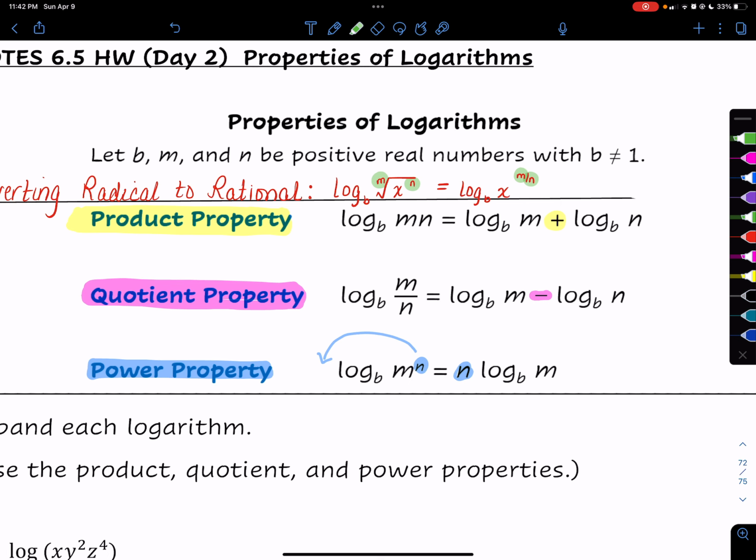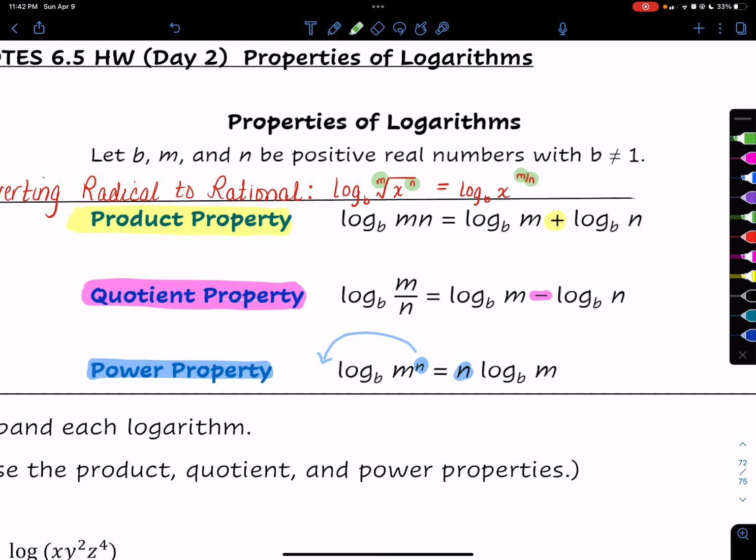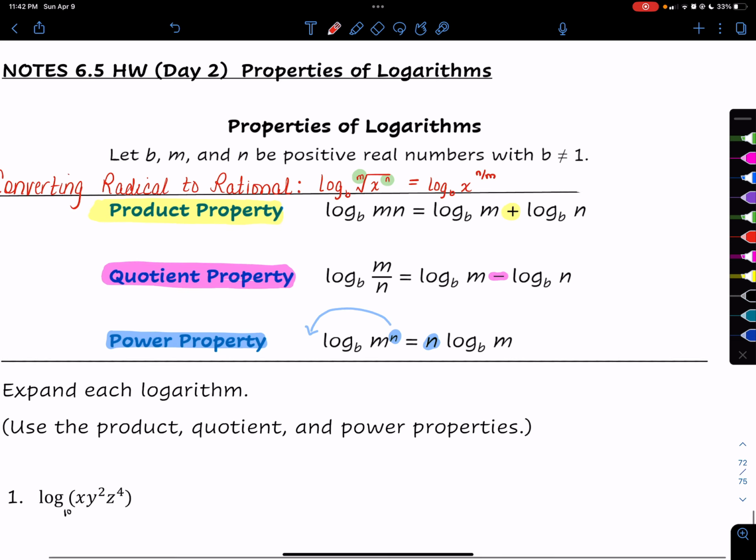I wrote that backwards. N over m, because that should be the power over the root. So let me erase this, please, and let me fix that. So that should be the power over the root. Okay, so anytime that we rewrite these, when we convert these, we are going to look for the power and then write it over the root as a fraction exponent.